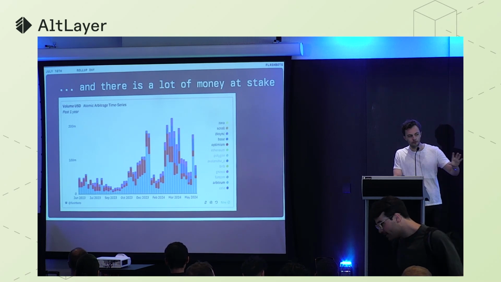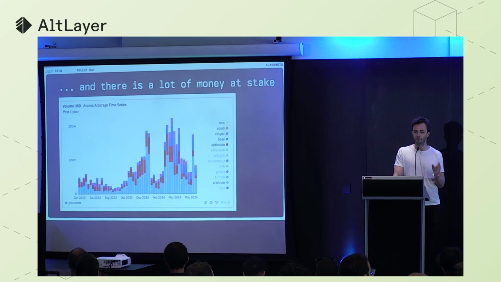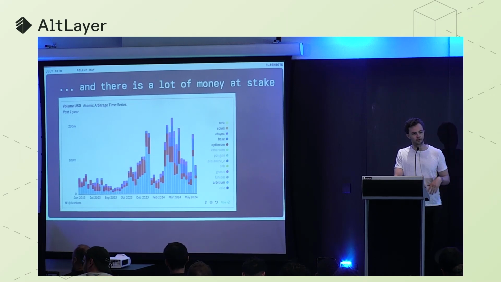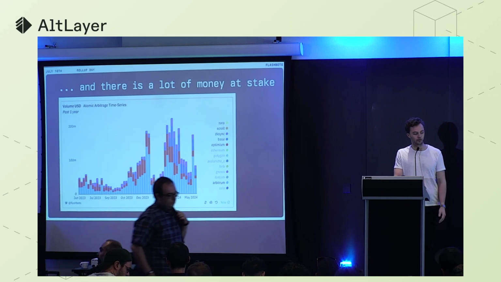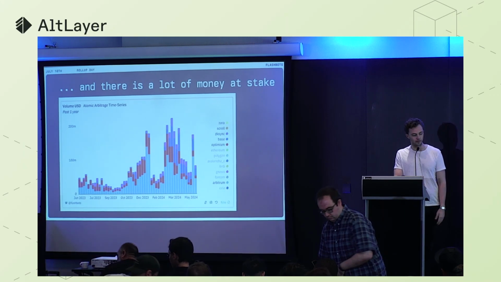And so this is the volume of the trades, it's not the total profit, but from this we can infer that there are tens of millions of dollars of MEV in just naive atomic arbitrage that are available and being captured today already. So there's a lot of money at stake in how these rollups and their block space markets work. And there's a lot of incentive to find a strategy that works for extracting MEV.